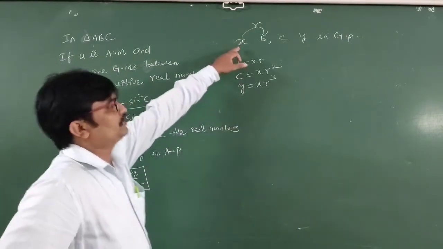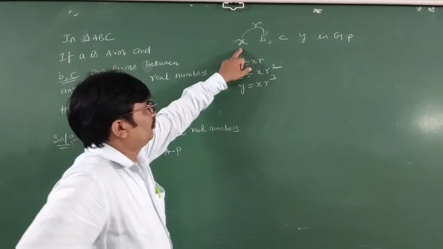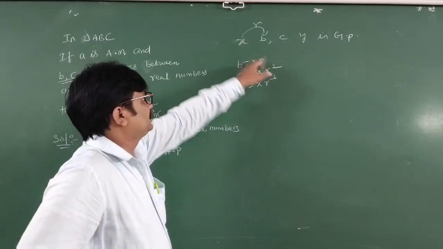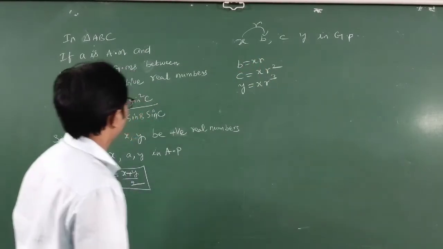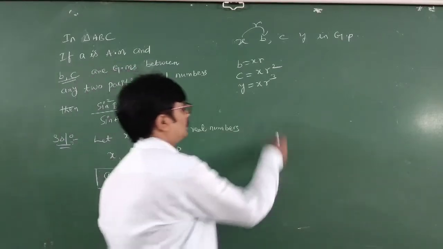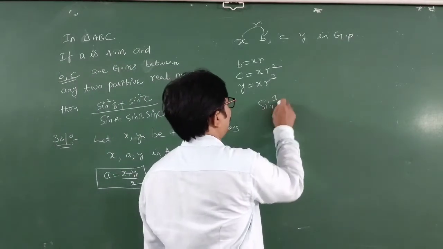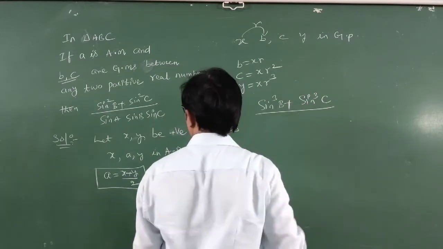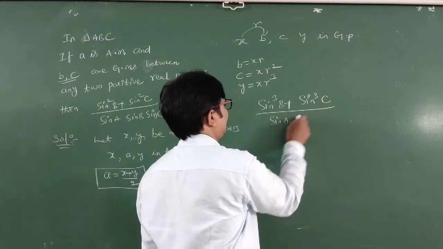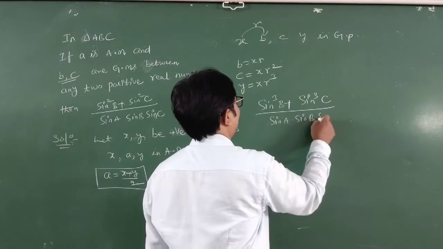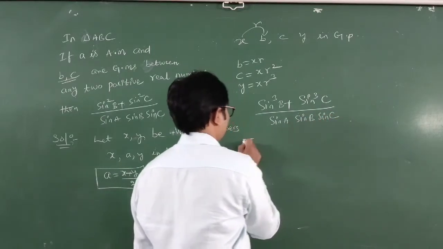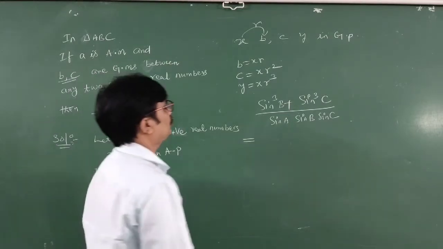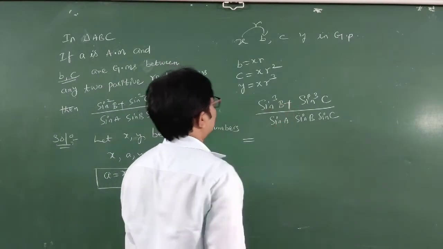Since, students, the first term is x, that is ar, ar square, ar cube, where a is the x. Okay, students. Now we have to find the value of what? The (sin cube B plus sin cube C) upon (sin A into sin B into sin C). So, dear students, what is the sin cube B? This is sin cube B.